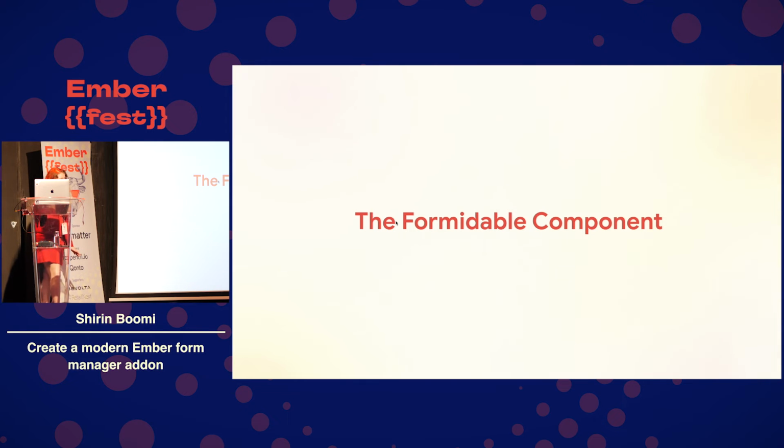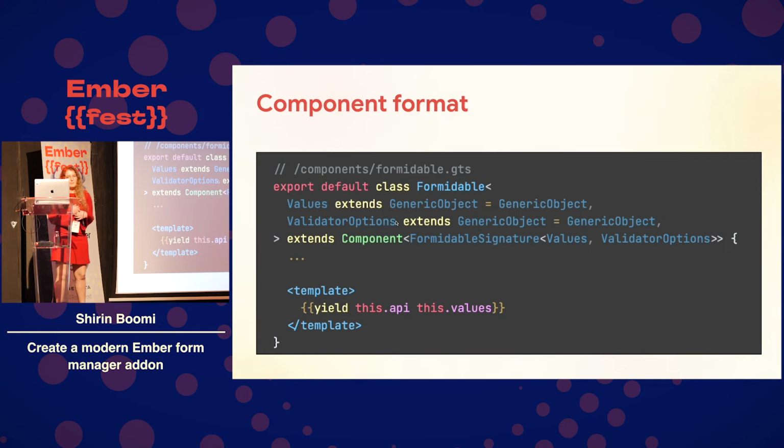So then we can go to the component directly after all the config has been done. I'm using a GTS file, which is just a Glimmer component with a template. And as I told you, it's headless, so there's not much in it. And I'm using generic types, so you can see the glint magic after.